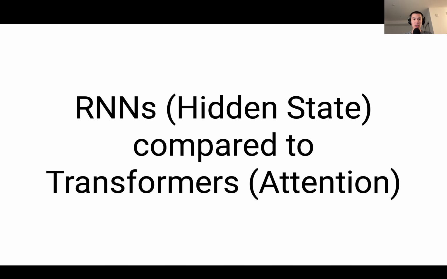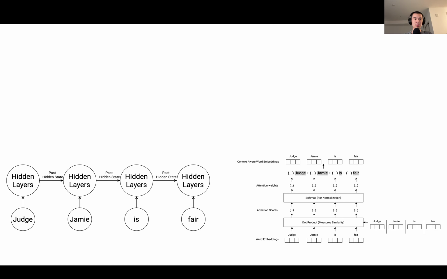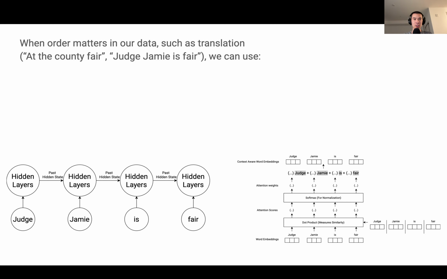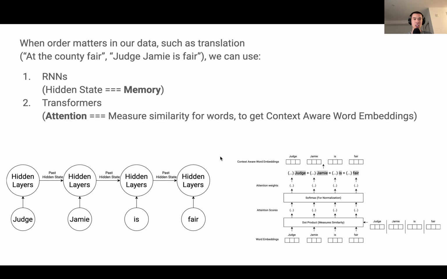We are going to talk about RNNs, which use hidden state, compared to transformers, which use attention. When order matters in our data, such as translation, at the county fair, Judge Jamie's fair, we can use either RNNs, which use hidden state, which can be thought of as memory, as we can see here on the lower left-hand side, or we could use transformers, which use attention. Attention can be thought of as measuring similarity for words to get context-aware word embeddings, as you can see here on the bottom right-hand side.